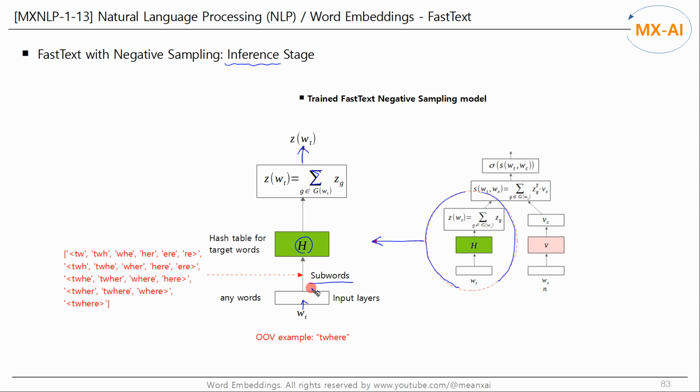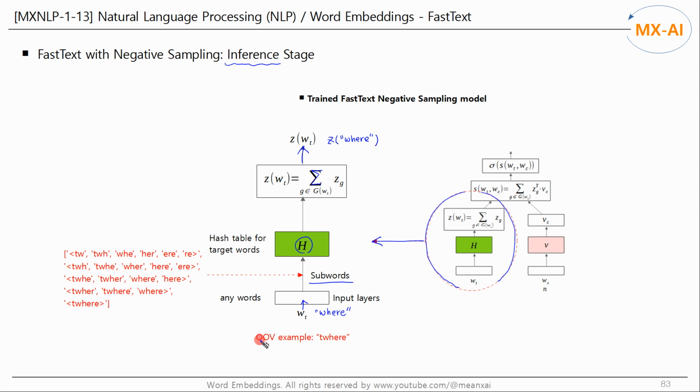For example, if we input the word where, the model produces its embedding vector through this process. In other words, the model generates word vectors based on the morphological structure of words. This is one of the key advantages of FastText.